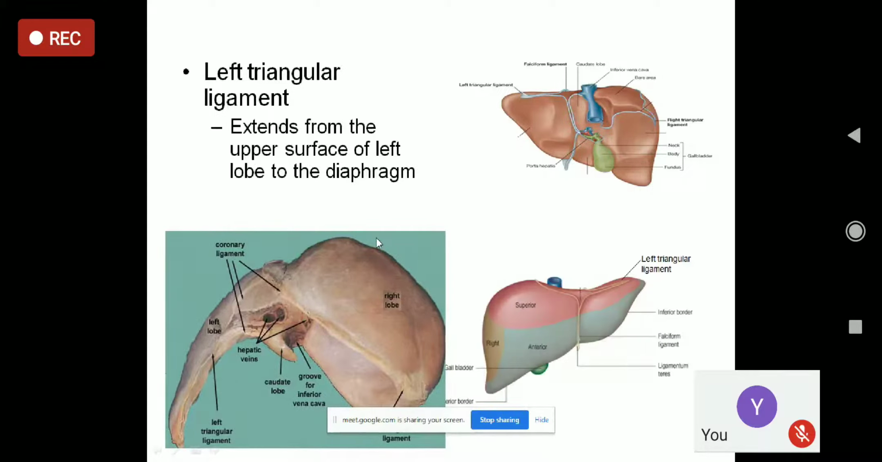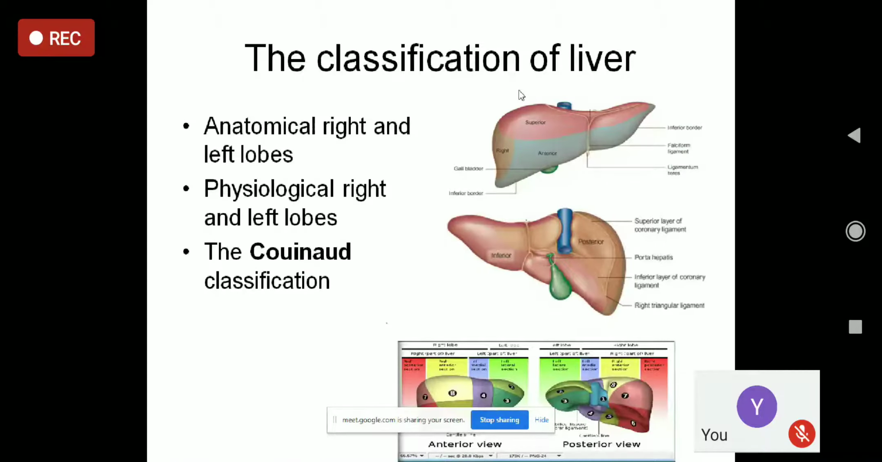Now, similarly, the left triangular ligament. Look at your left triangular, left lobe. This is the coronary ligament. The left triangular ligament extends from the upper surface of the left lobe to the diaphragm. Okay, so this is the left triangular ligament. Now, classification of the liver.